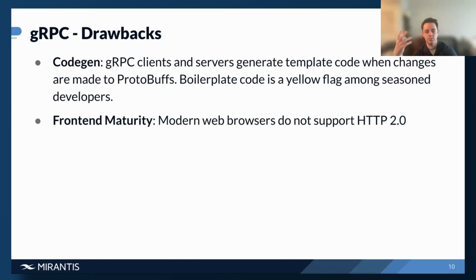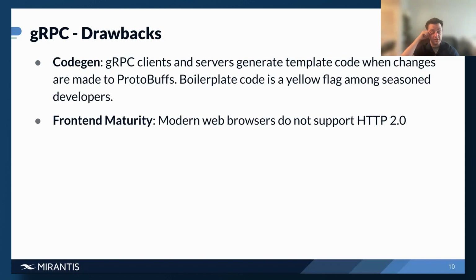Next, we are going to go into some of the drawbacks of gRPC. As we heard before, there are all these pros and reasons why people are using it, but some of the drawbacks are, as I mentioned before, front-end maturity. We don't see a lot of JavaScript and front-end applications using gRPC because modern web browsers don't support HTTP 2.0, and the library maturity is not there.